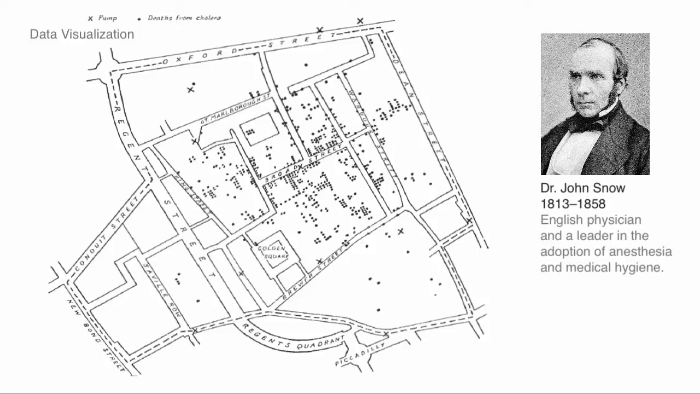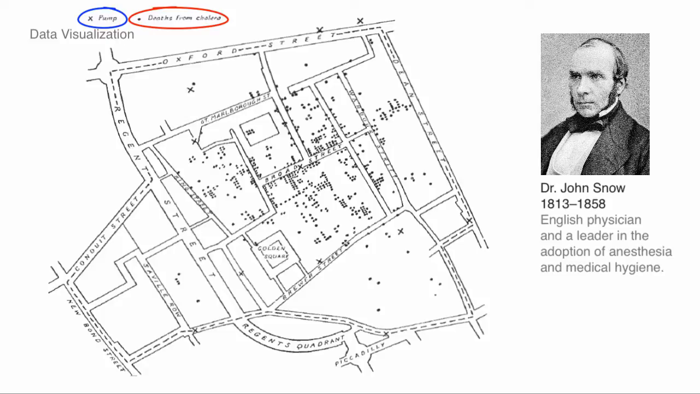There was an outbreak of cholera in a very populous neighborhood of London. He decided to plot the data on a map. He got the data, and all these dots are where people died of cholera. And then he plotted various other things on here, various locations and water pumps. He just decided to plot stuff.